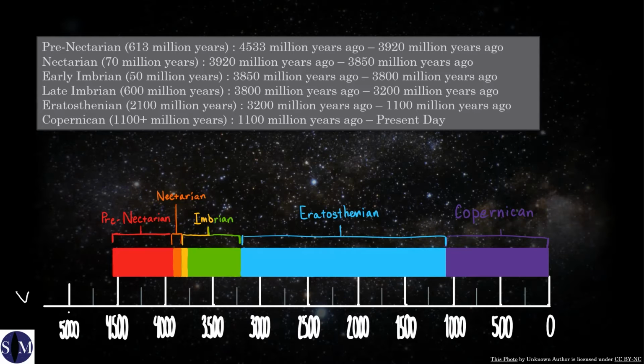This is a timeline with the different time periods of time being put into a visual perspective. The pre-Nectarian period lasted approximately 613 million years. The Nectarian period lasted approximately 70 million years, early Imbrian approximately 50 million years, late Imbrian approximately 600 million years, Eratosthenian takes the cake in terms of time, lasting a full 2,100 million years, and finally the Copernican period, extending to present day, has lasted for 1,100 million years, with more years still being added as it is our current time period.